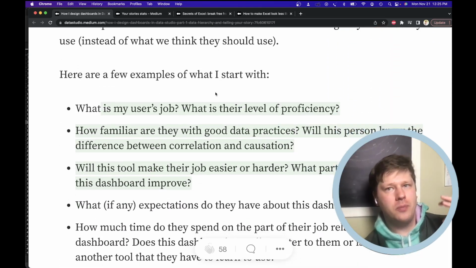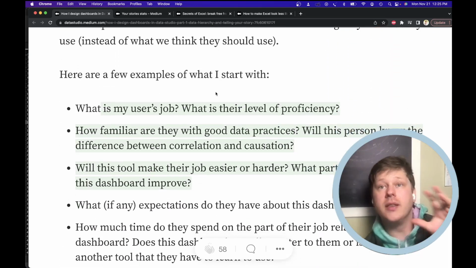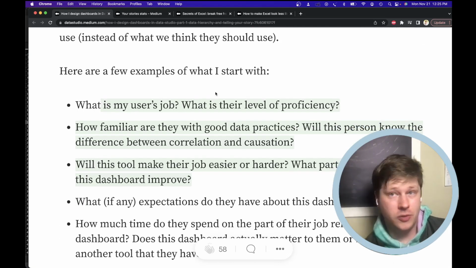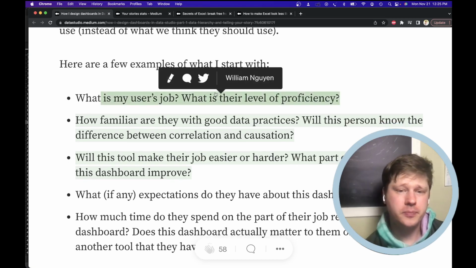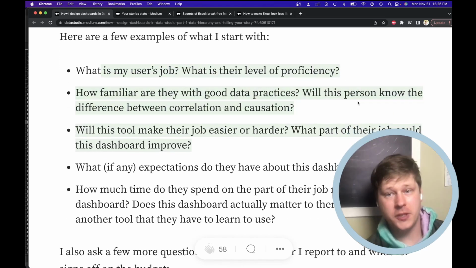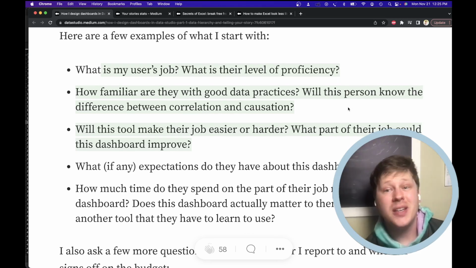So start by focusing on the actual user, the person whose job it's going to affect, the person who's going to be checking the report regularly. What is their job? What's their level of proficiency? What level of understanding do they have of the data they're looking at? Do they understand good data practices?